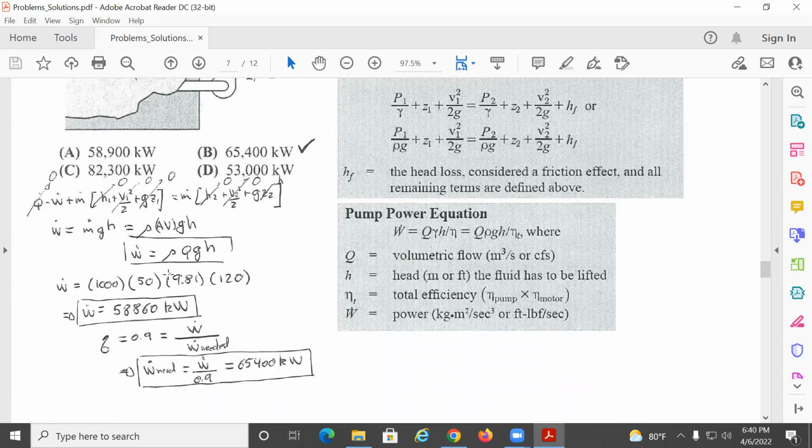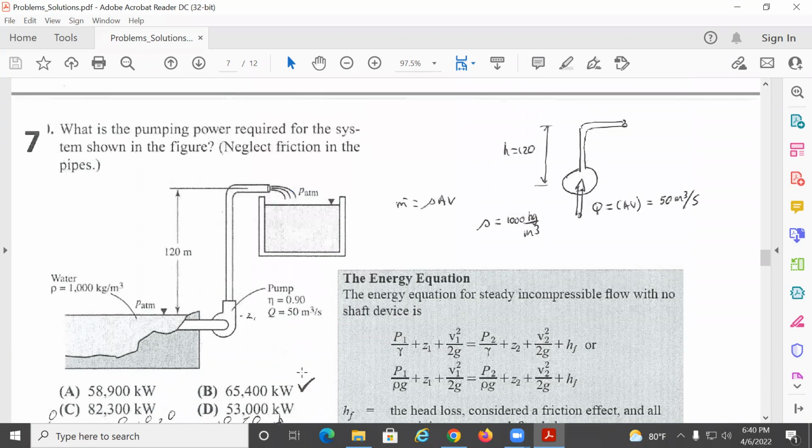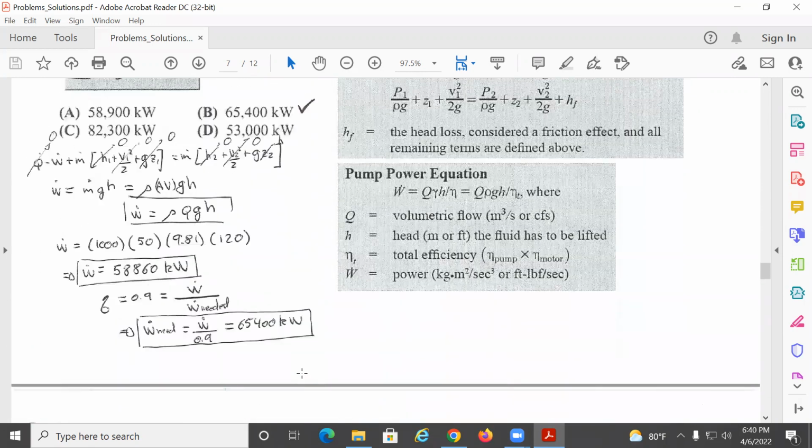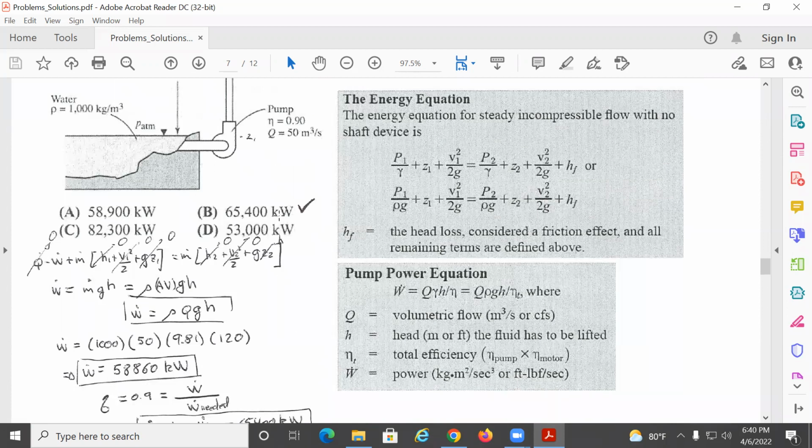That you need to divide this value here by 0.9. The efficiency is whatever you get out over whatever you put in, okay? So if it's 90% efficient, it means that you need to put in an extra 10%. So at the end, the total power of the pump should be 65,400 kilowatts, which is probably one of the answers. 65,400 kilowatts.